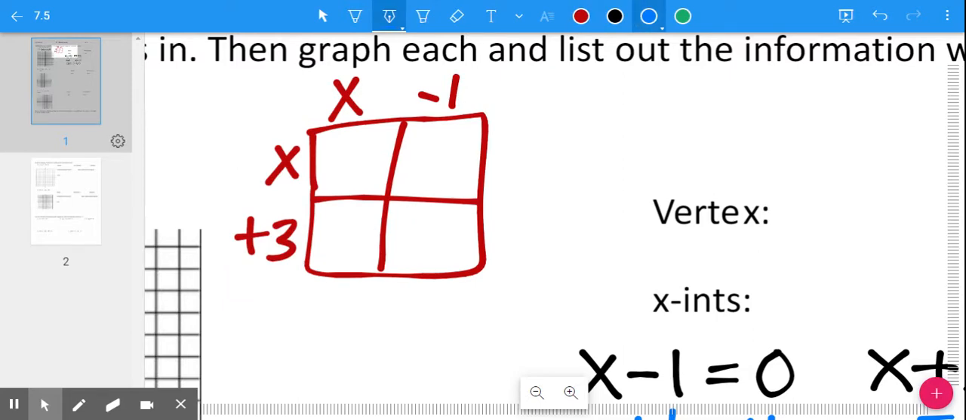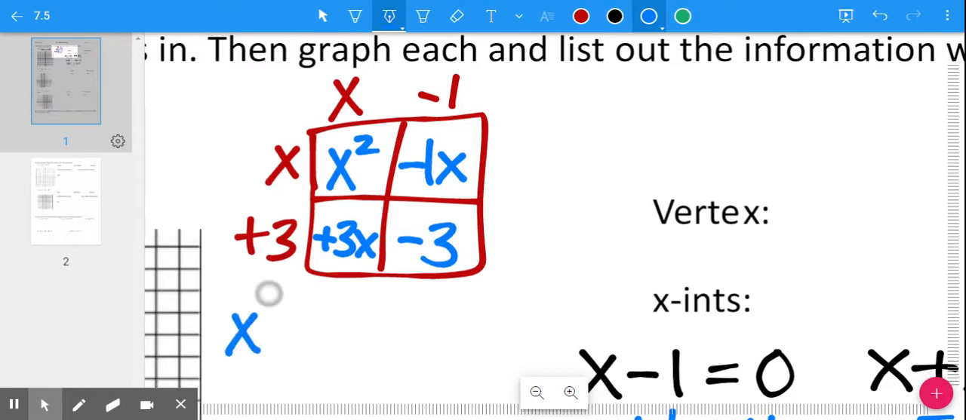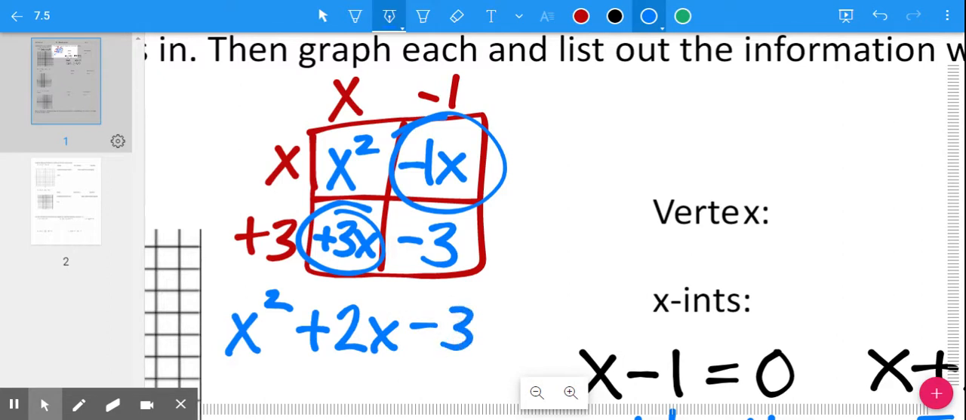So when you multiply this out, x times x is x squared. Negative 1 times x is negative 1x. x times 3 is a positive 3x. And negative 1 times 3 is negative 3. So standard form for this quadratic equation is x squared, combine your like terms, plus 2x minus 3.